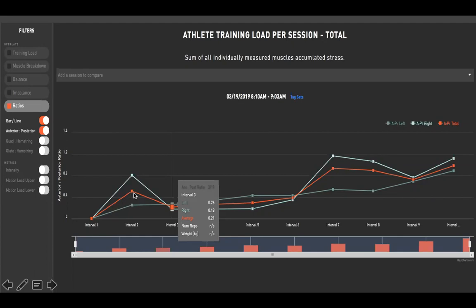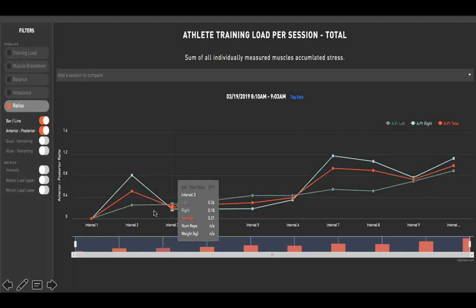So this red line that we're looking at here is representative of the total stress levels of the anterior-posterior. So it's taking the total anterior stress against the posterior stress. These two lines here are representative of the right side, which is right here, and the left side in this darker gray down here.